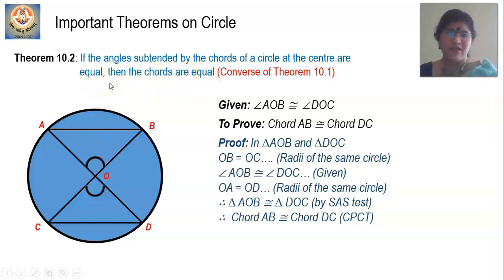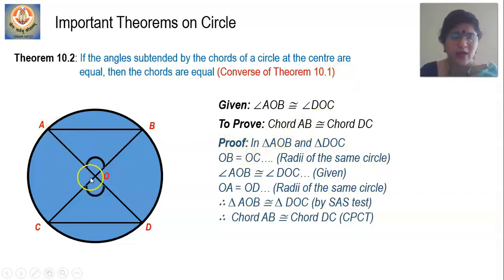Then the chords are equal. Whatever statement comes after 'then' is what you need to prove. So here you need to prove that chord AB is congruent to chord CD. So how do you go about proving it? You will take these two triangles and prove them congruent by a test of congruence. So let us see how to do it. You begin with what is given and then you move on to what you need to prove. These two steps are very, very important. You have to decipher this from the statement that is mentioned. Now begin with the proof.